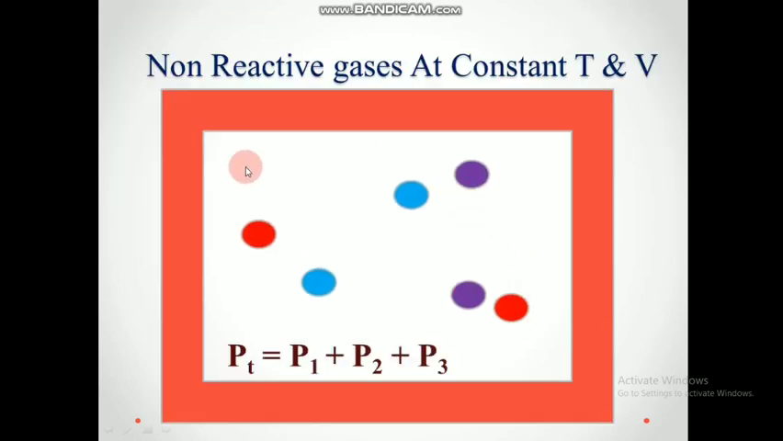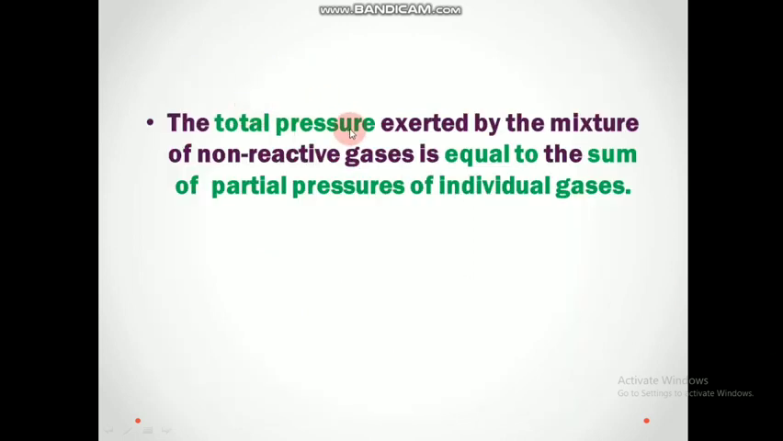So the pressure of these three gases inside the same container will be equal to the sum of their individual pressures when they are in separate containers. So P total, T means total, P total will be the sum of P1, P2 and P3. This is what Dalton told us. So the total pressure exerted by the mixture of non-reactive gases, that is very important. Once they are reacting, this might change.